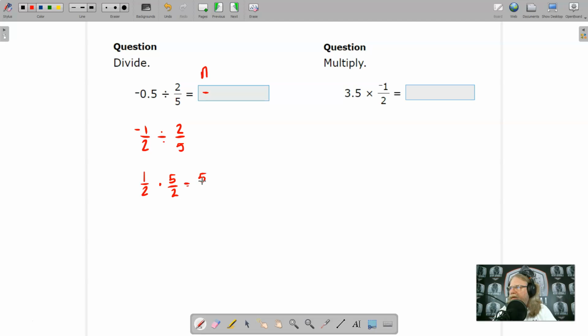5 times 1 is 5. 2 times 2 is 4. We could put in 5 over 4. 4 goes into 5 once with a remainder of 1. Denominator stays the same, or we could use a mixed number of 1 1/4.